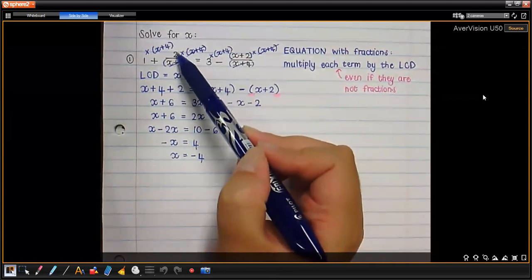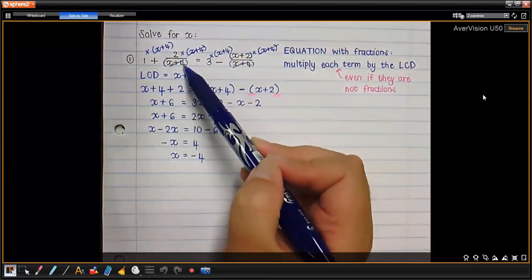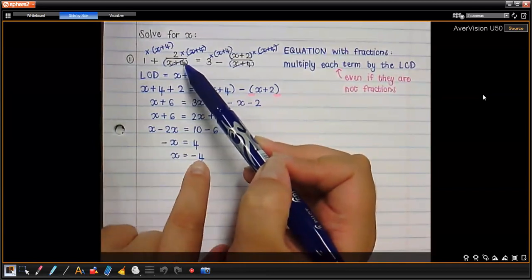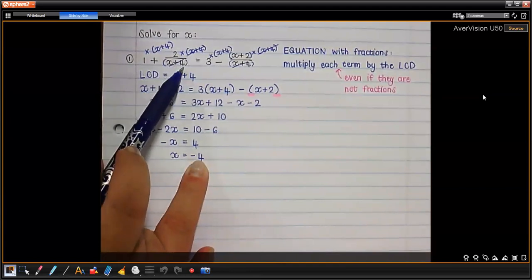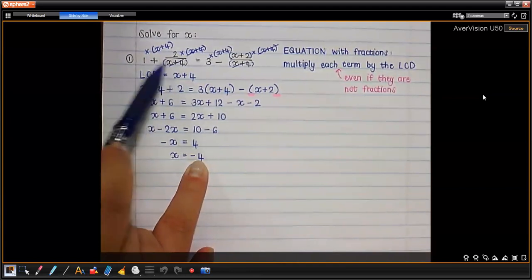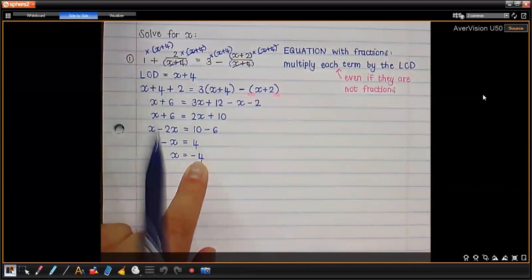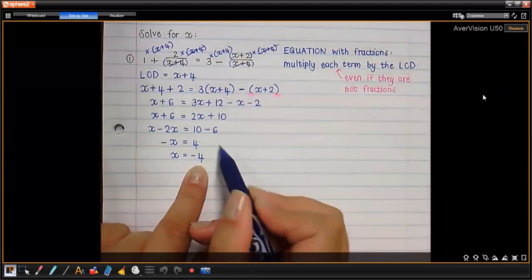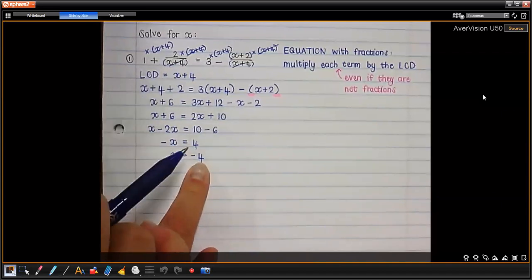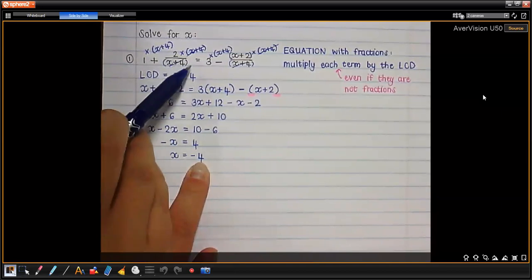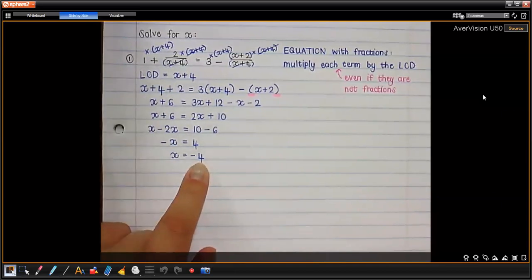The same thing will happen here. I have 2 over x plus 4. Now the value that we got for x was -4. So if I have -4 plus 4, what is that? 0, hey? I'm just going to say that again. We're getting an answer of -4 for x, so let's substitute it into this fraction and see what happens. x plus 4 will then become -4 plus 4, which is 0.